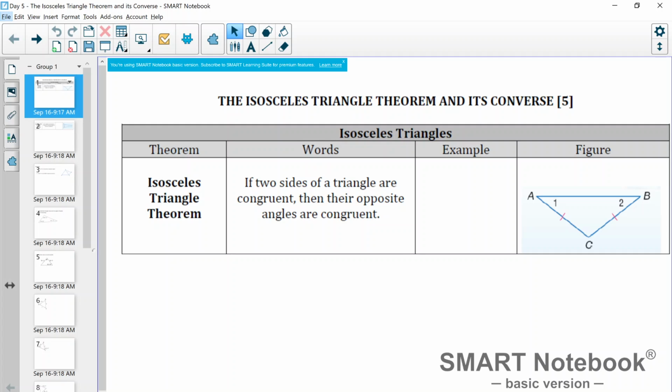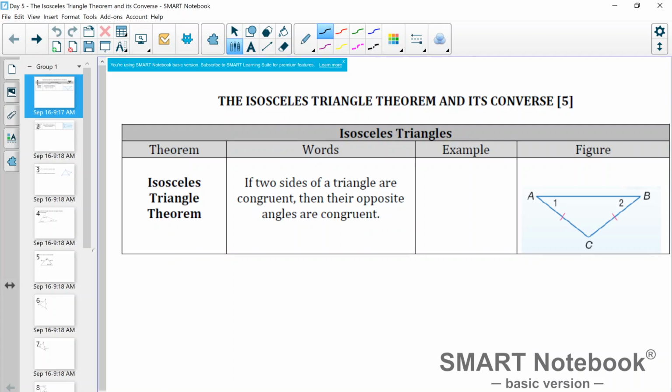Today we're going to be looking at specifically triangles. In our case, we're going to be looking at the Isosceles Triangle Theorem and its converse. So basically, we have the Isosceles Triangle Theorem and the opposite. The Isosceles Triangle Theorem states if two sides of a triangle are congruent, then the opposite angles are congruent.